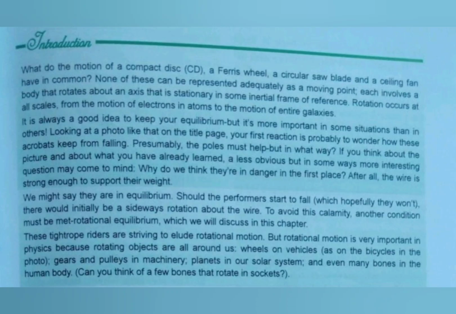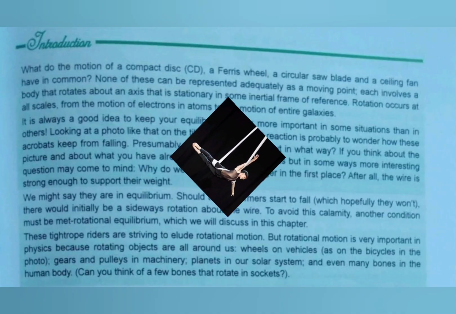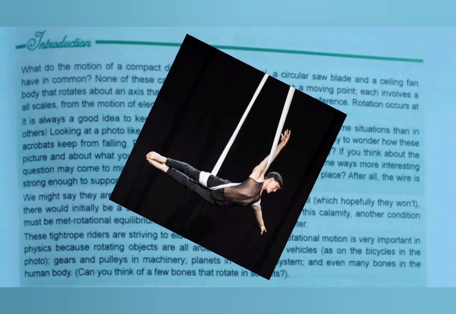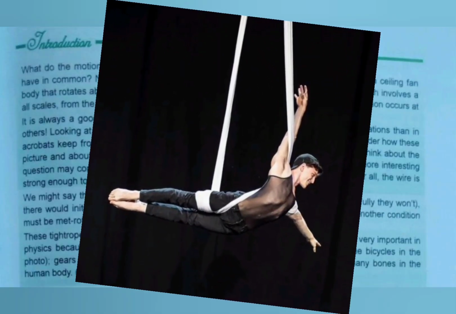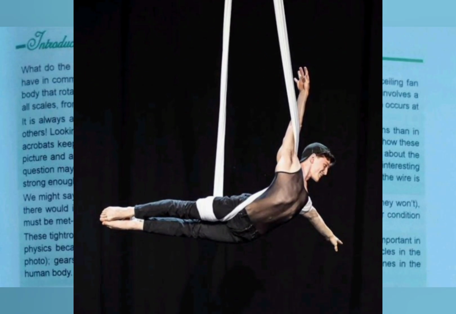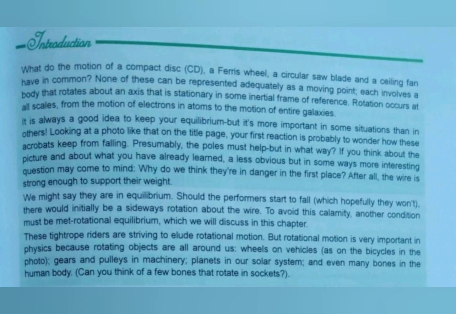It is always a good idea to keep your equilibrium, but it is more important in some situations than in others. Looking at a photograph like the one on the title page, your first reaction is probably to wonder how these acrobats keep from falling. Presumably, the poles must help, but in what way? If you think about the picture and about what you have already learned, a less obvious but in some ways more interesting question may come to mind. Why do we think they are in danger in the first place? After all, the wire is strong enough to support their weight. We might say they are in equilibrium.